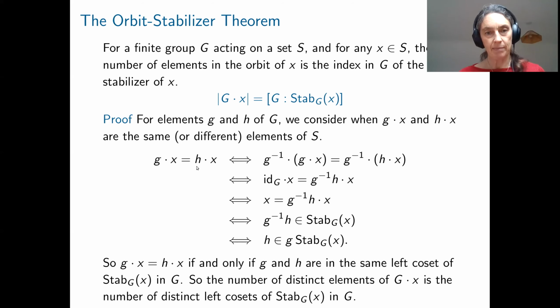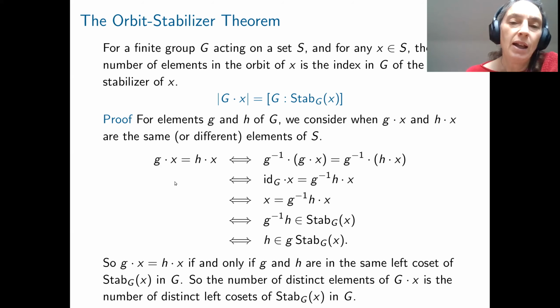If G.X and H.X are equal to each other, that's an equation. We can rearrange it a bit. We can hit both sides of it with the inverse of G. Why would we do that? Well, because it allows us to express X as something else. It allows us to describe something that's in the stabilizer of X, essentially.